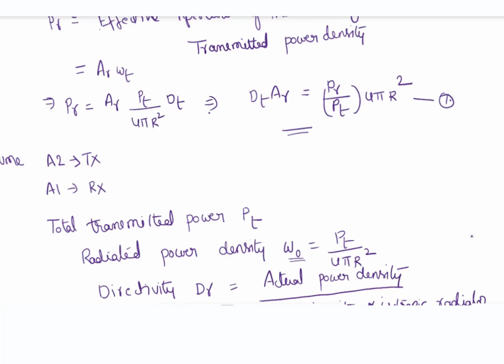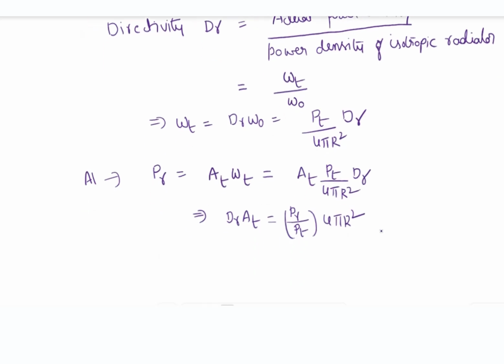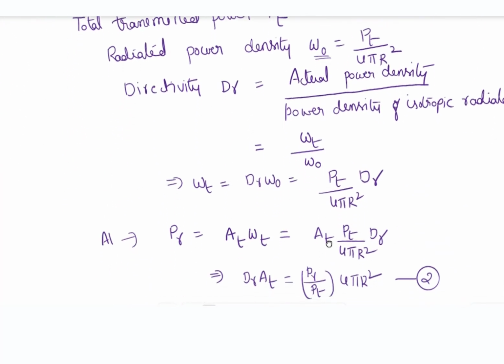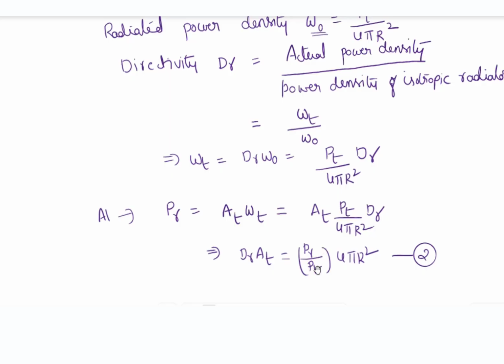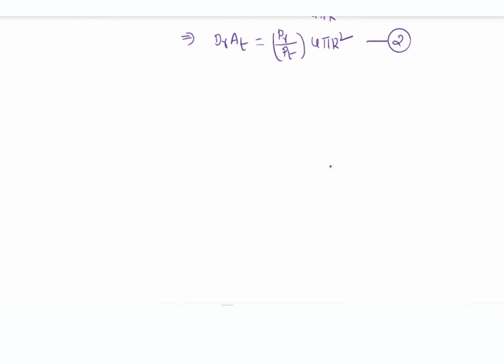Here we have an expression. Let it be equation number 1. If you see this expression, let it be equation number 2. If you observe equation number 1, DT AR is equal to PR by PT into 4 pi R square. And if you observe equation number 2, DR AT is equal to PR by PT into 4 pi R square. So both the equations' RHS are the same, so you can equate equation 1 and 2.